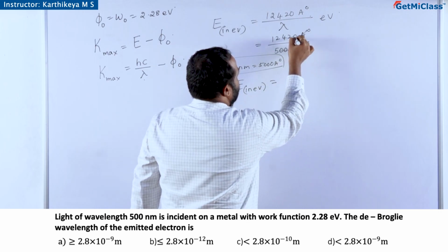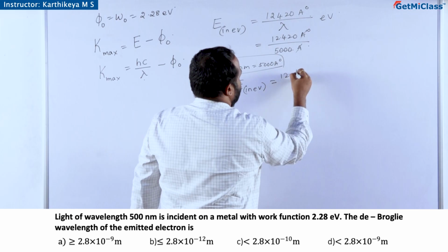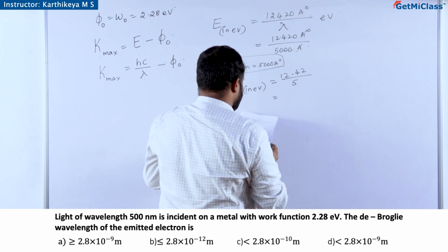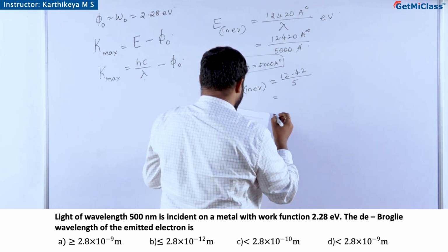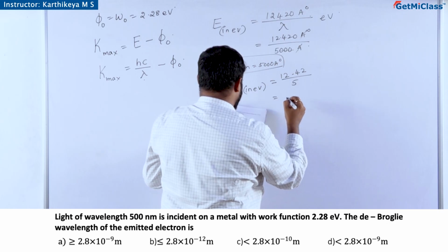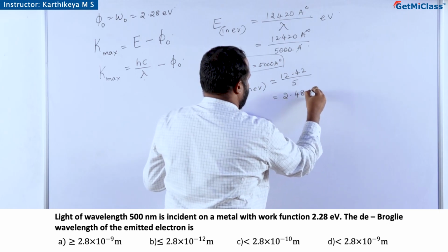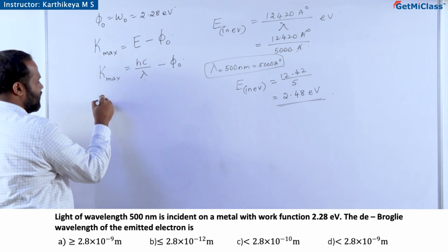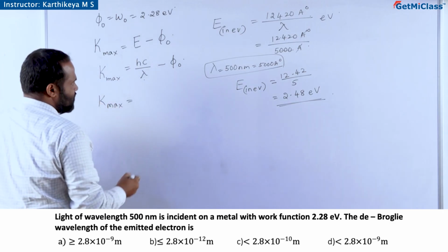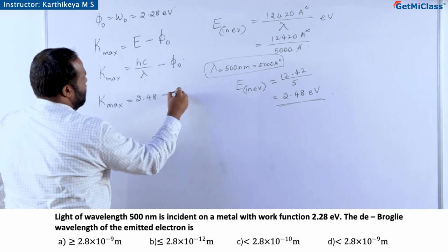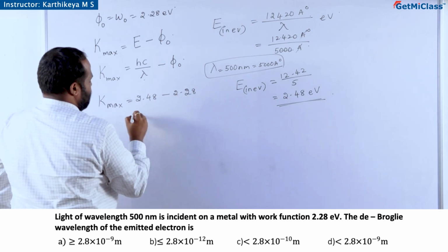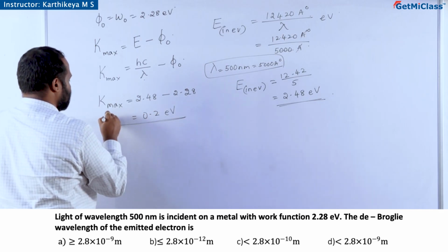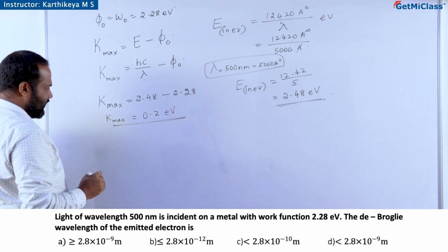Energy in electron volt will be, see, 3 zeros here, 1, 2, 3 zeros, so that is 12.42 by 5, which turns out to be the total energy, that is 2.48 electron volt. So, coming back to this, maximum kinetic energy is 2.48 minus 2.28. So, that will be 0.2 electron volt. So, that is the maximum kinetic energy.